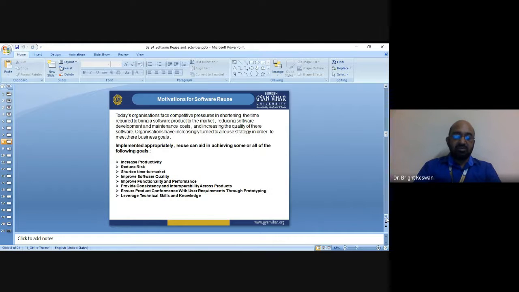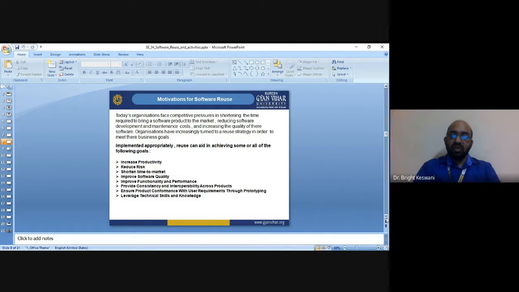Let us discuss the motivations for software reuse. Today's organizations face competitive pressures in shortening the time required to bring software products to the market, reducing software development and maintenance costs, and also increasing the quality of their software products. Organizations have increasingly turned to a reuse strategy in order to meet these business goals.